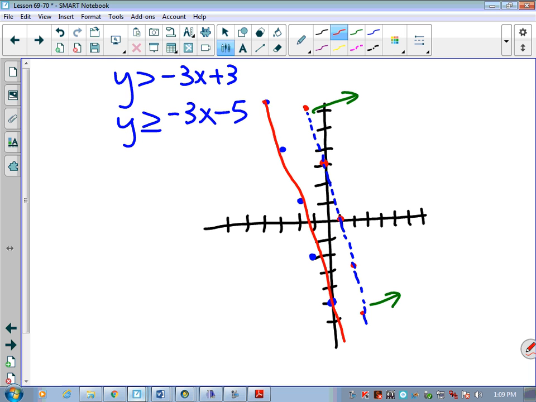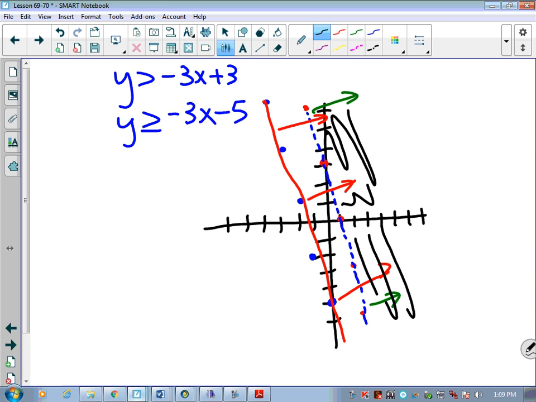Okay, now let's check this. We're going to see where we want to shade. Okay, could we try 0, 0 again? Okay, is 0 greater than or equal to -5? Yeah. Okay, so what we're going to do is we're going to shade this way. All right, so what you should see is your really dark shaded region is going to be over here because both of them shade that way. And really lightly, you're going to get shading in here.